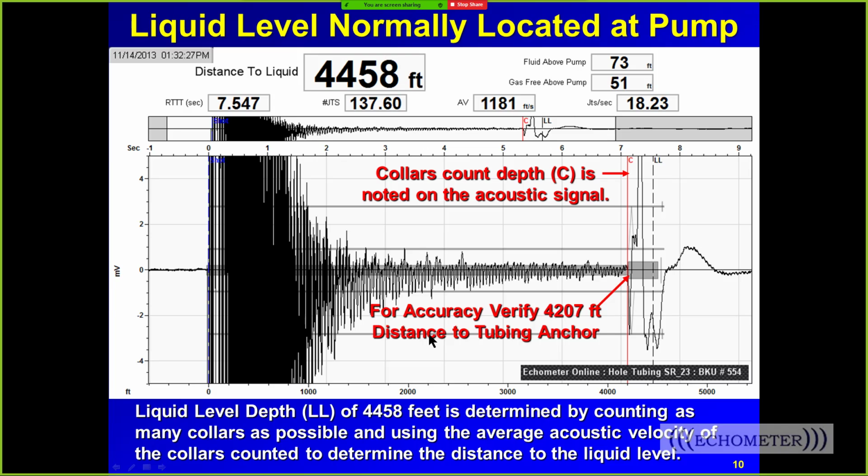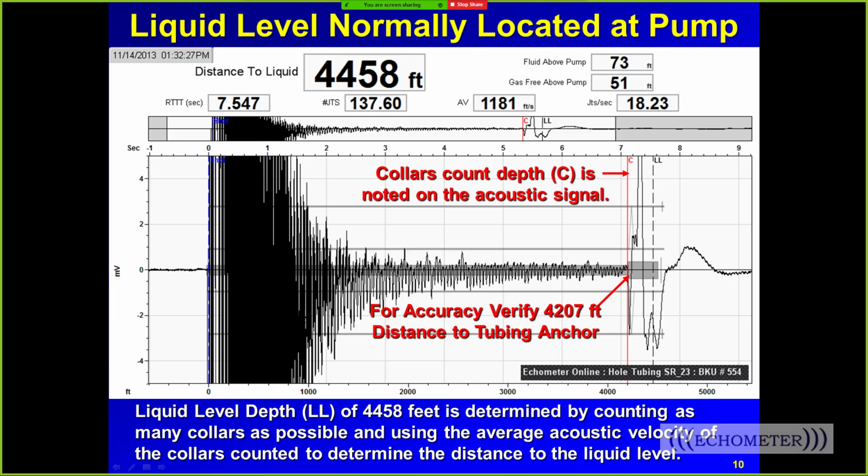Now this is a well that is in our examples, and this is a well that was mentioned in the paper that John Sparks and I did. This is one of John Sparks' wells that was used in the paper. The well name is BK554, and this is the fluid level shot on the well when the well's acting normal.